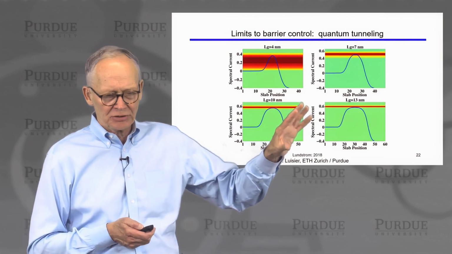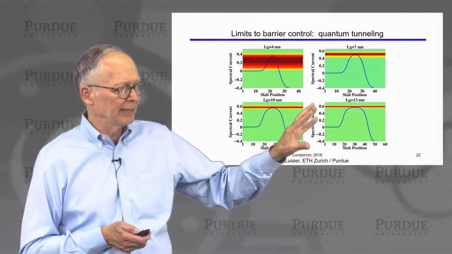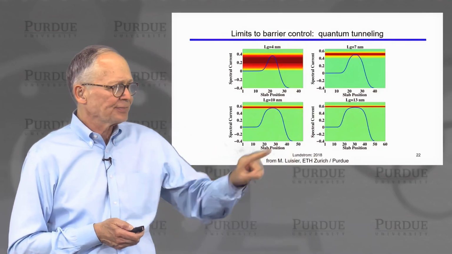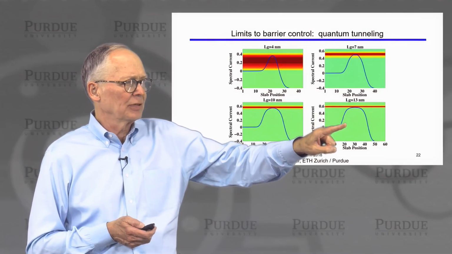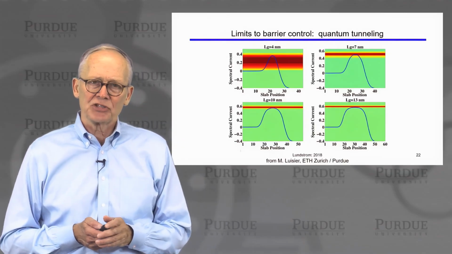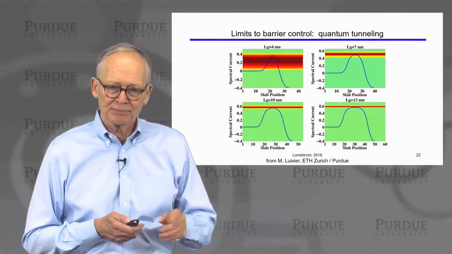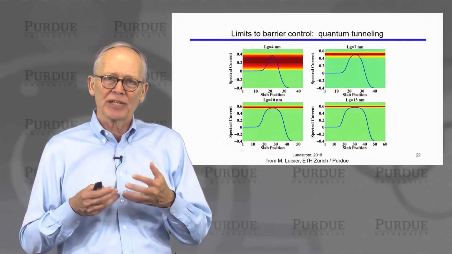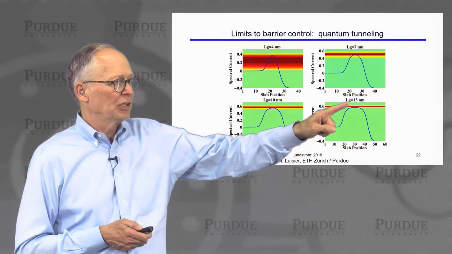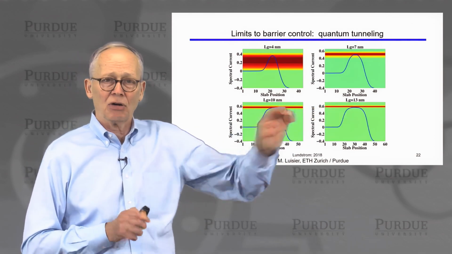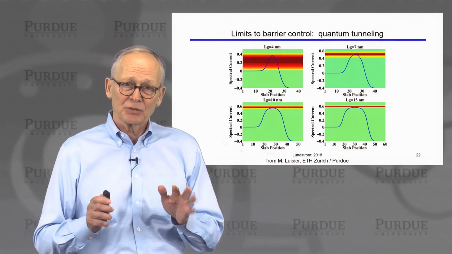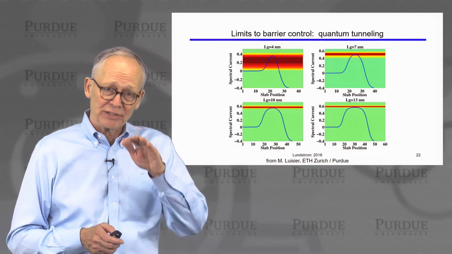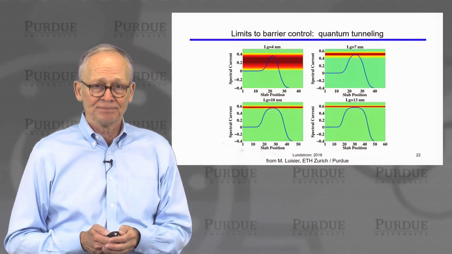So here are some simulations done by a colleague of mine, Mathieu Luisier, showing these are numerical simulations which treat electrons as waves. Here's the conduction band versus position for a MOSFET with a channel length of 13 nanometers. And the color here indicates the magnitude of the current. So it tells us at which energies the current is flowing. And you can see in this case that the current all flows over the top of the barrier. This is the way a transistor is supposed to work. If we were to push that barrier down and make it lower, push it down with the gate voltage, we'd get more current.